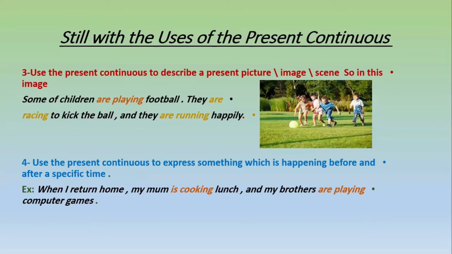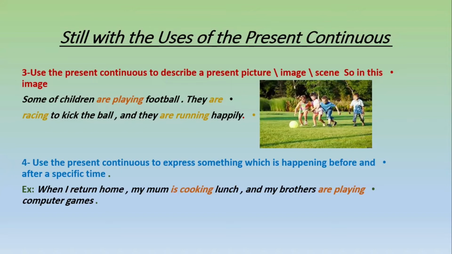They are playing football. They are running. They are racing to kick the ball, and they are running happily. Look at: are playing, are racing, are running. So I can see the image and I try to describe the image clearly using the present continuous or the present progressive.